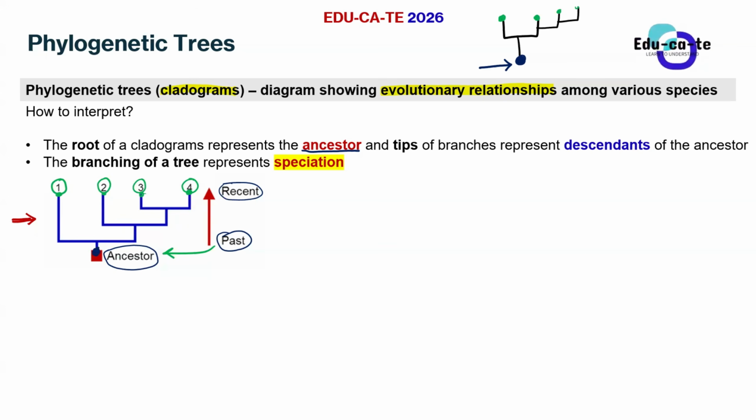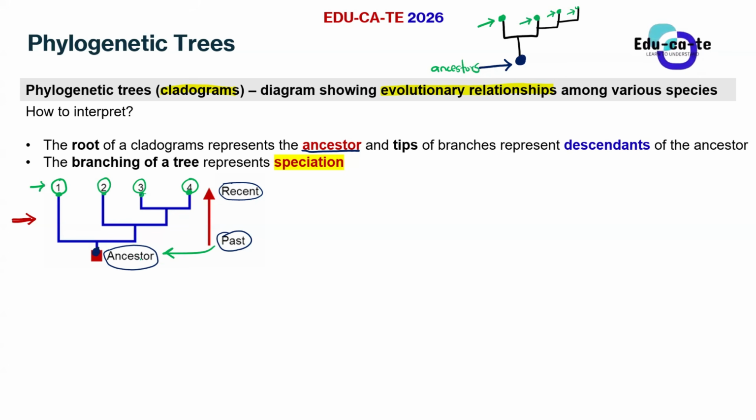So the root of the cladogram, or the root of the phylogenetic tree, is your ancestors, the people of the past, or organisms of the past in this context. And then the tips of the phylogenetic tree, these sharp ends here, are the descendants. All of these represent the children or the descendants, the organisms that actually arise from the ancestor, the organisms that came from the ancestor. Those are your what?